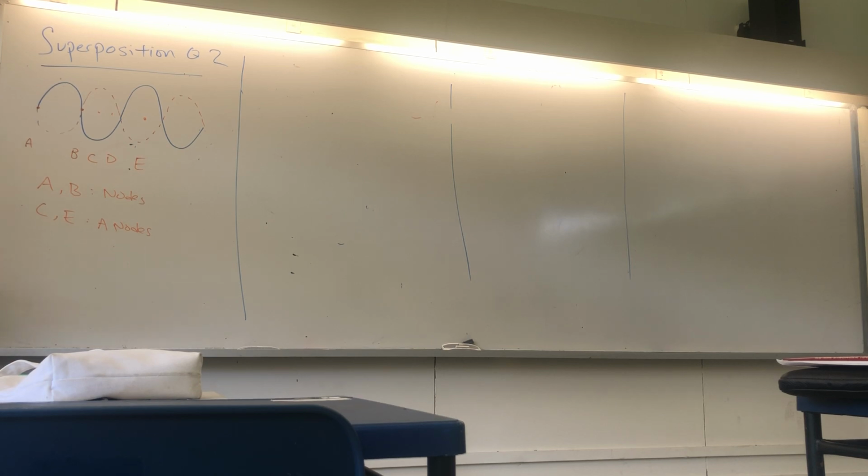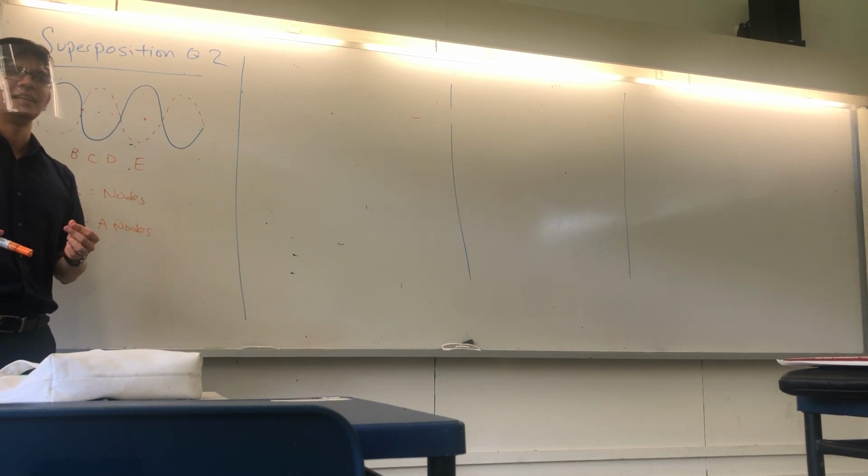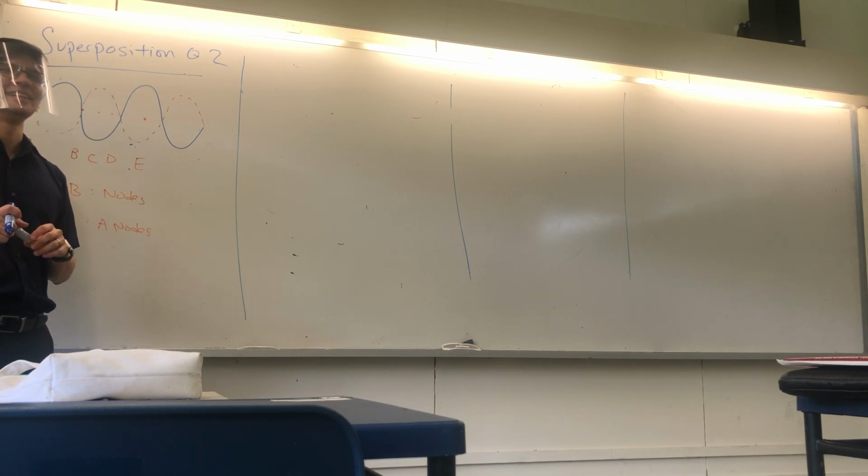So the question says describe. How do I describe in this question? Brandon, how will you describe A and B? The question says describe, right? I say that they are not oscillating. In this kind of question, the phrasing is important. Okay, A and B are not oscillating.